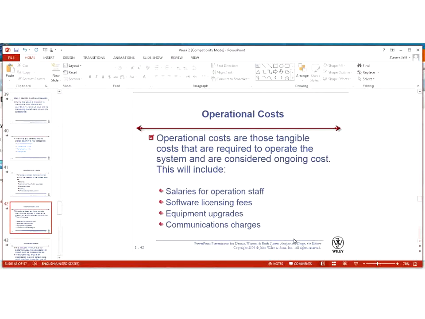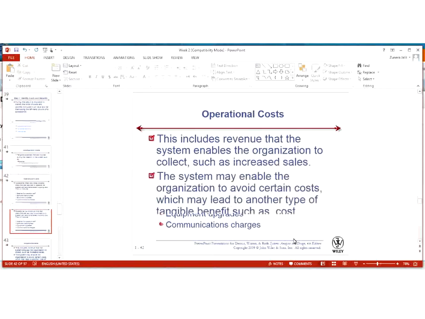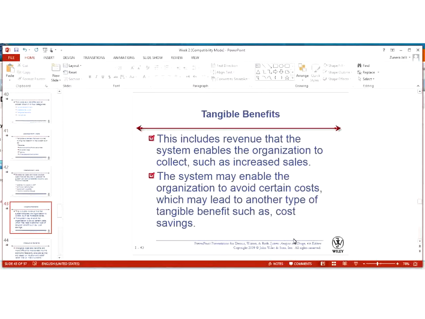Then operational costs are those tangible costs. When I say tangible, these can be measured, these can be seen. These are the costs that are required to operate the systems, and these are ongoing costs. For example, salaries for operation staff, software licensing fee, equipment upgrades, communication charges. So these are not particular for this project, but throughout the life cycle of your project, you have to bear this cost. And if you are going to install the application on user ends and you are going to provide after delivery support as well, then you have to include those operational costs over here as well.